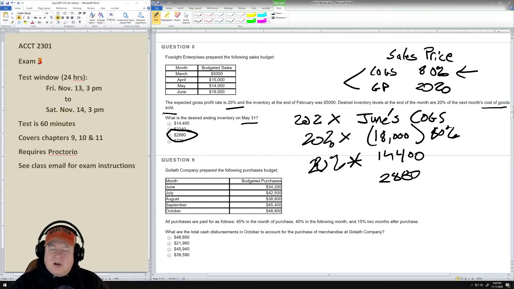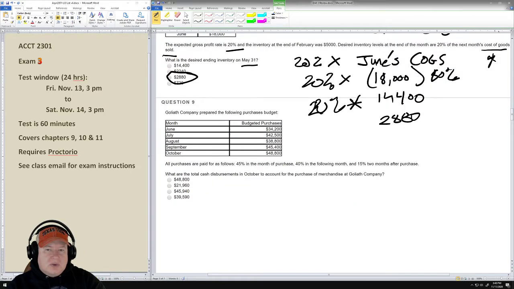So just the extra little thing is making sure that you notice that they say cost of goods sold and you figure out how to get to the cost of goods sold. So not deeply math oriented, it's just, once again, making sure you're picking the right numbers.